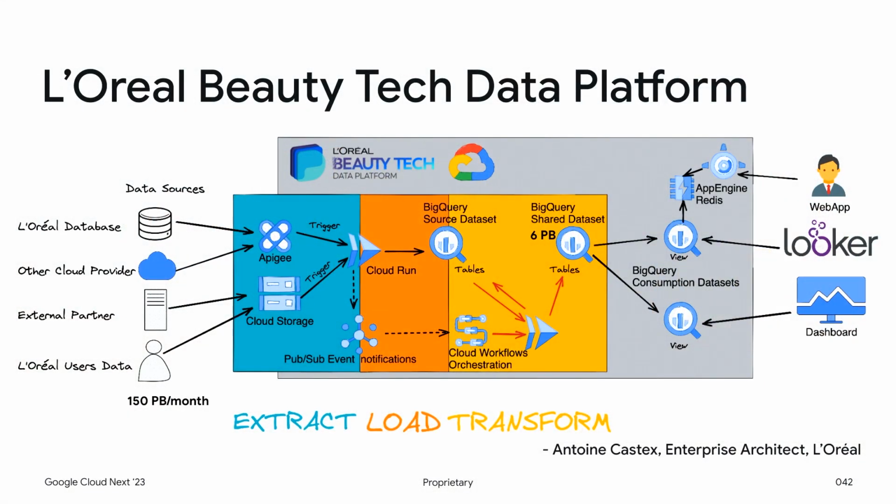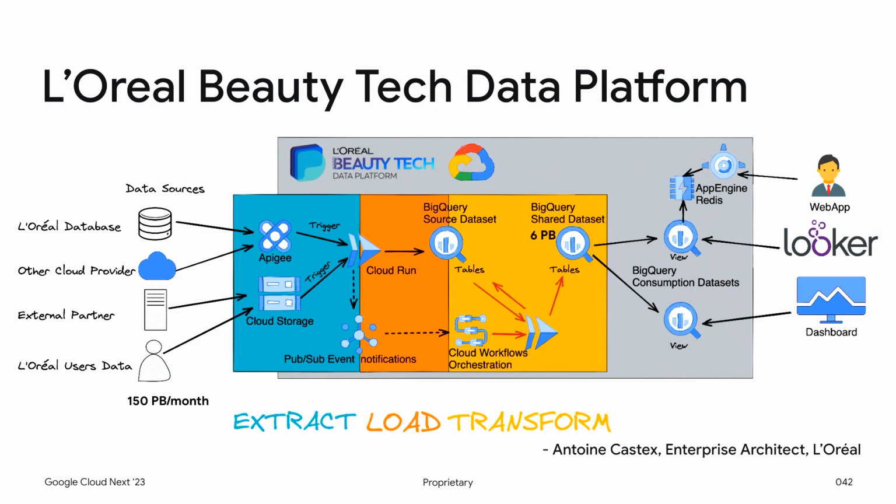So starting on the left, we see all the data sources. There's a lot of different kinds of data here. Sales data, product data, external data sources, logs, and so forth. And they're processing 150 petabytes per month these days. So the moment data arrives, it triggers either Apigee or gets written to Cloud Storage. And that generates a trigger that triggers a Cloud Run service. And that Cloud Run service does two things. First, it writes the data to BigQuery. That's the whole we-want-to-get-it-into-BigQuery-as-quickly-as-possible step.